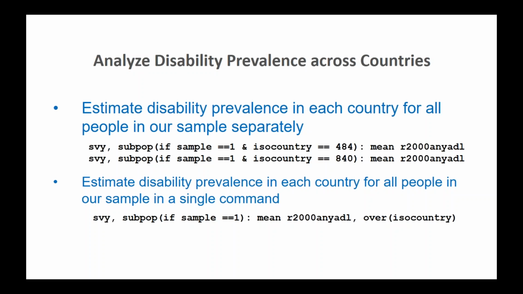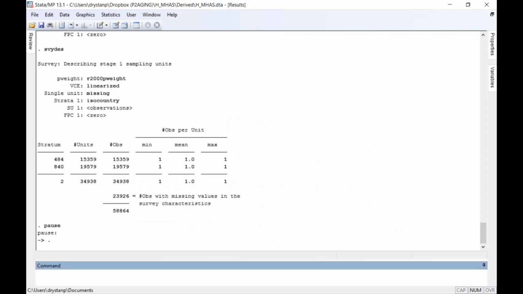Some people would do this by using an if command after the actual command. They would say the mean of the variable and then the if condition after the command. This doesn't allow Stata to estimate the standard errors correctly. So this is the correct way to get standard error estimates inside of Stata. So let's jump into Stata and actually do this.